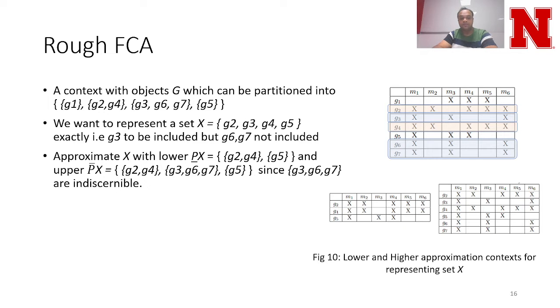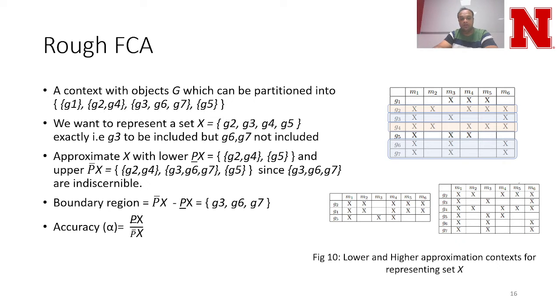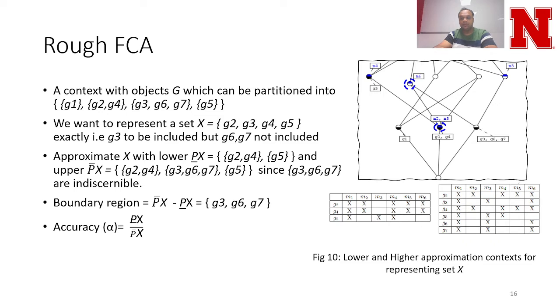So X is now represented by P lower X and P higher X. And this way, if we draw the formal context, we will get two different contexts here, the lower approximation context and the higher approximation context. We also have the boundary region, which is P higher X minus P lower X, G3, G6, G7, and we can also define an accuracy of FCA as P lower X by P higher X. And if you notice, this accuracy is 1 if P lower X and P higher X are the same. So if we draw the concept lattice of the original context, we can see that these lower sets and the higher sets can be represented as two different concepts, the lower one being G2, G4, and the higher one being G2, G4, G3, G6, and G7.